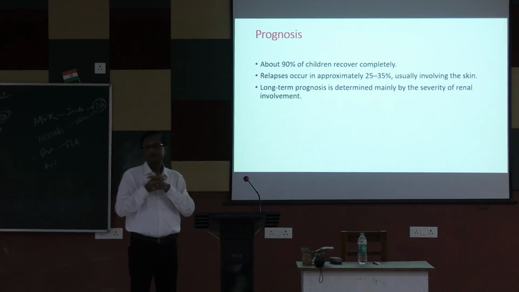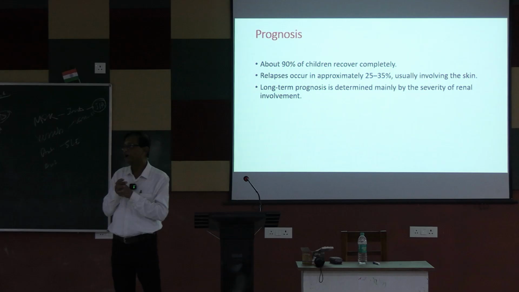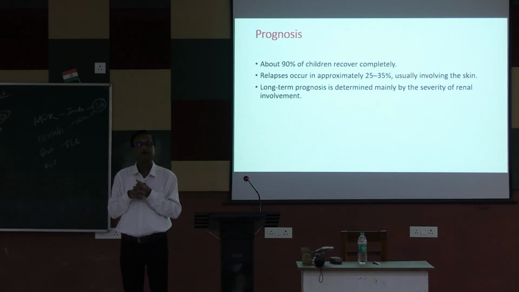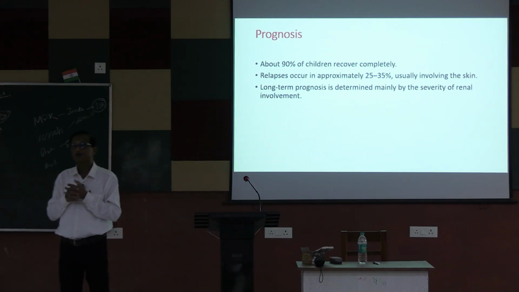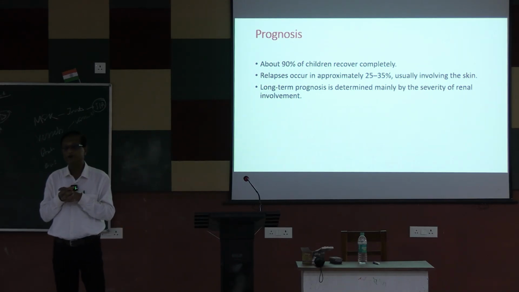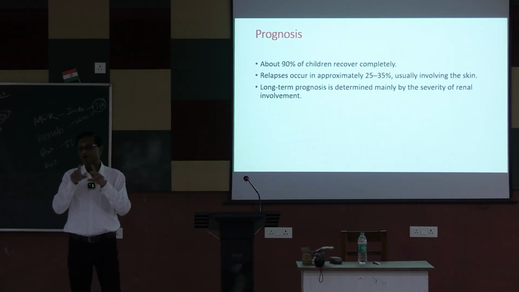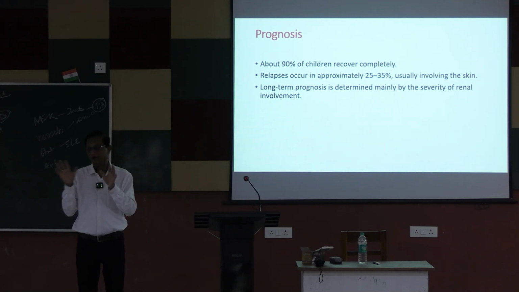Treatment is mostly symptomatic: hydration, control of fever, or control of abdominal pain. You may use paracetamol or non-steroidal anti-inflammatory drugs. You may use corticosteroid if there is severe abdominal pain, arthritis, or any gastrointestinal hemorrhage. Otherwise not, and corticosteroid cannot prevent the renal involvement.